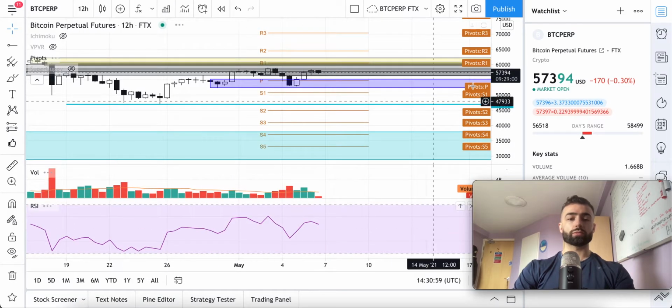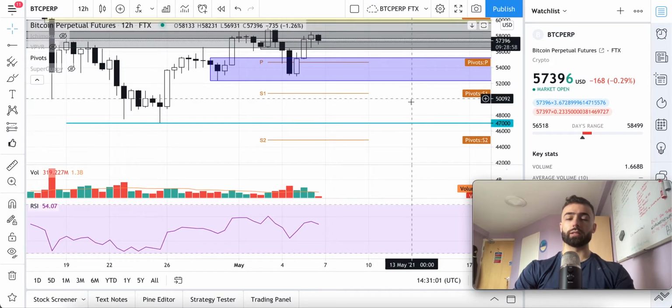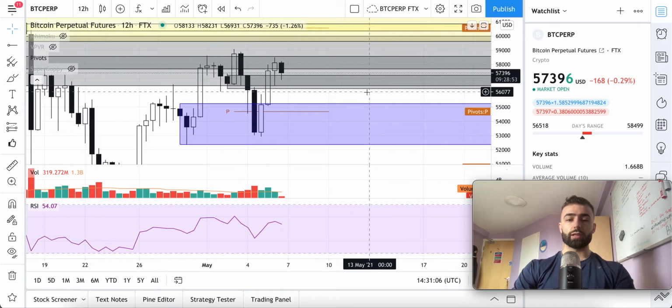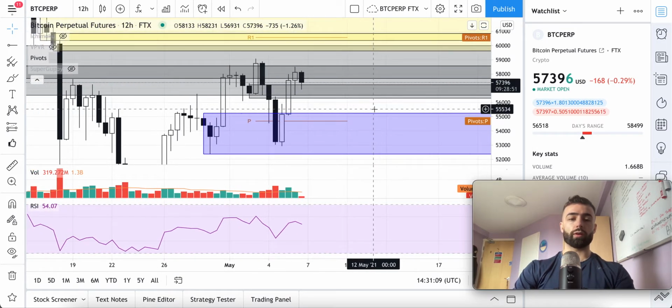So let's go down to the lower time frames now that we've looked at the monthly, weekly, and daily. We have our high time frame perspectives. Now we're looking at the lower time frames. At 12-hour, we'll start here.